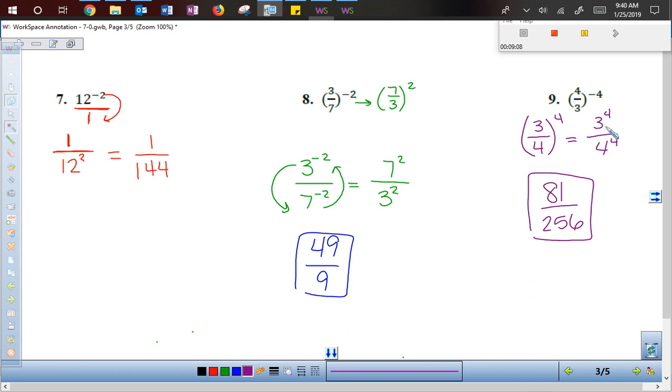Now, since my original fraction of 3 over 4 could not be simplified, and I raised them both to the same exponent, my final answer also cannot be simplified, so I don't have to worry about that.